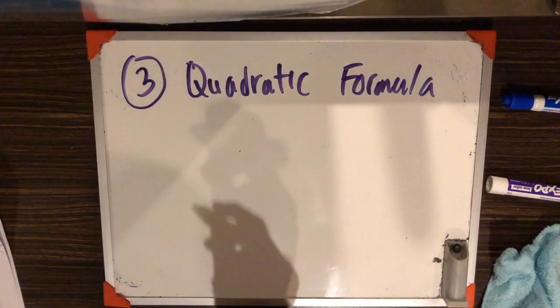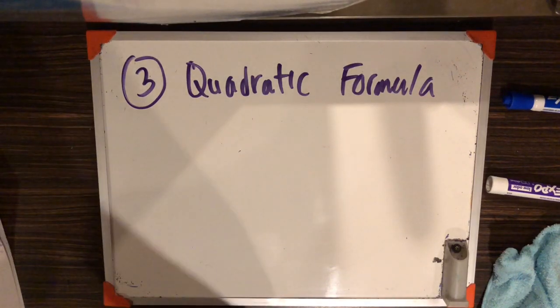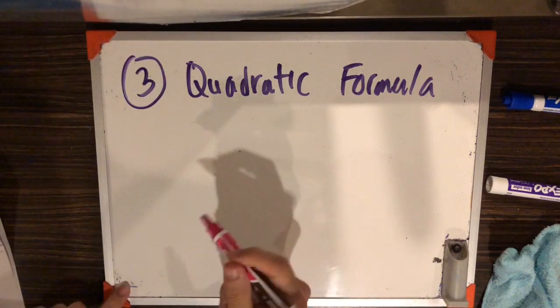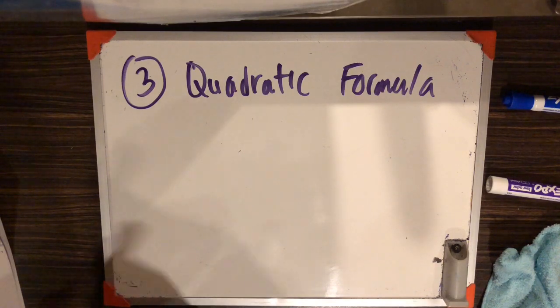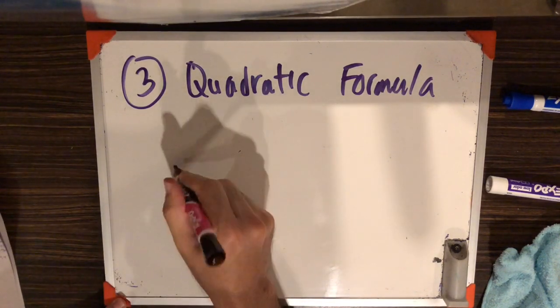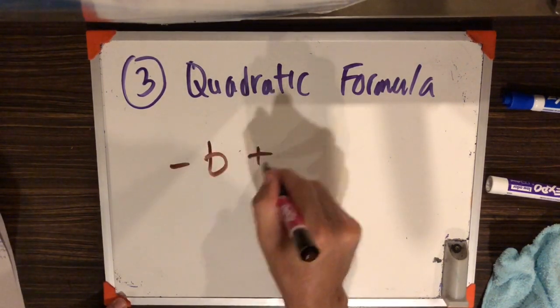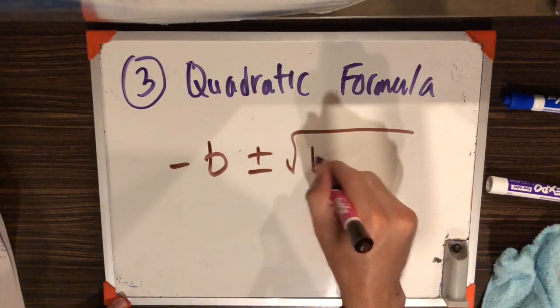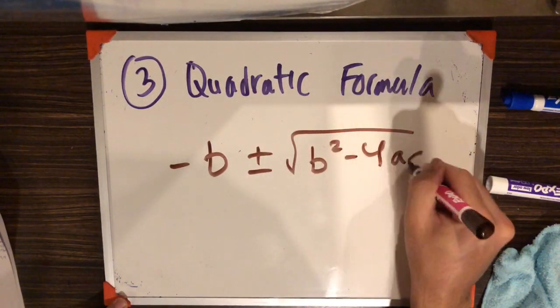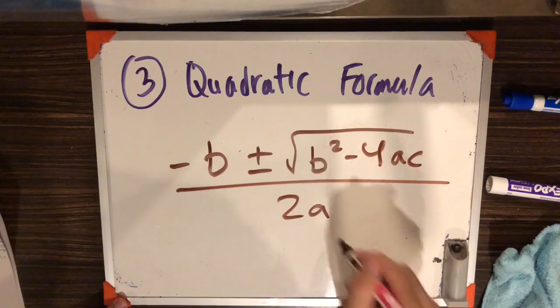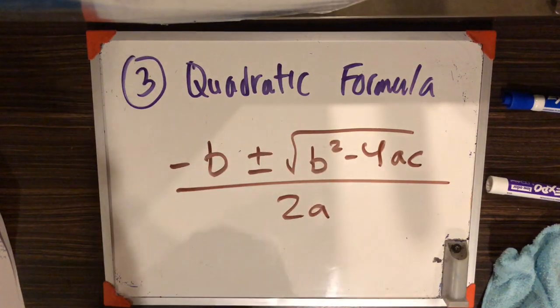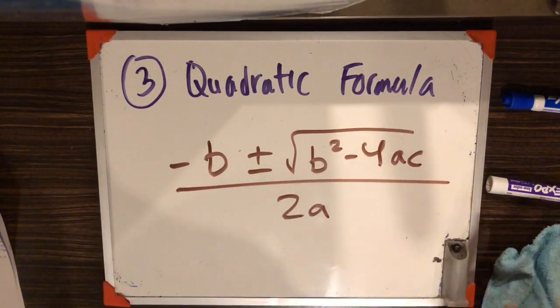All right, number 3. Number 3, it's simply asking for your quadratic formula, okay? The reason I'm asking is because, well, you need to know it. I'm not going to give it to you. Again, that is negative b plus or minus the square root of b squared minus 4ac, all over 2a. So again, that's all I'm asking, your quadratic formula. You need to know it.